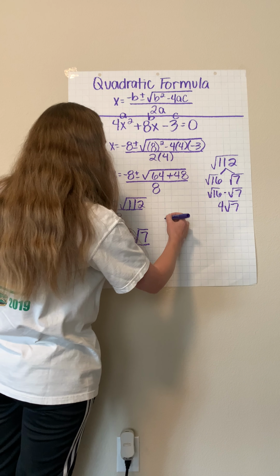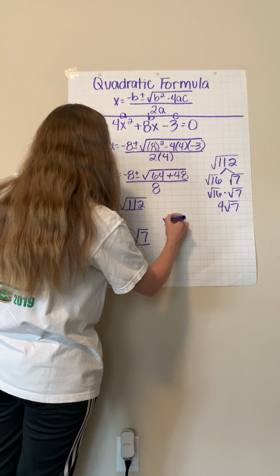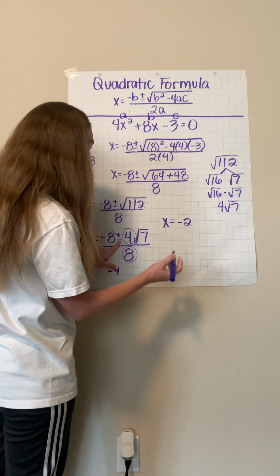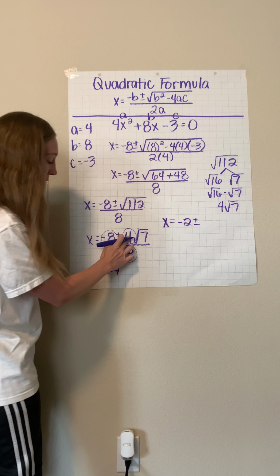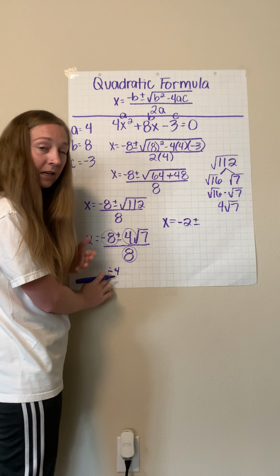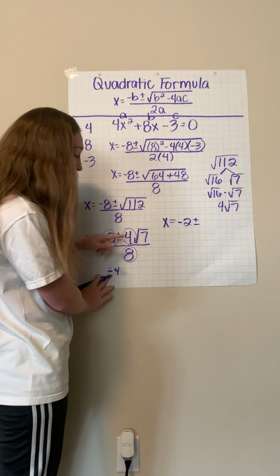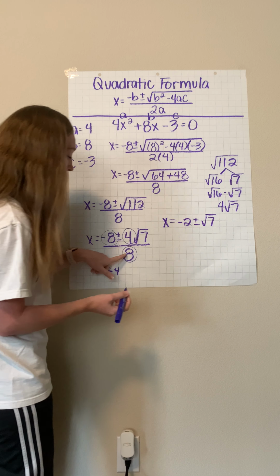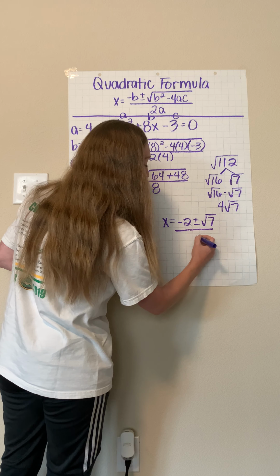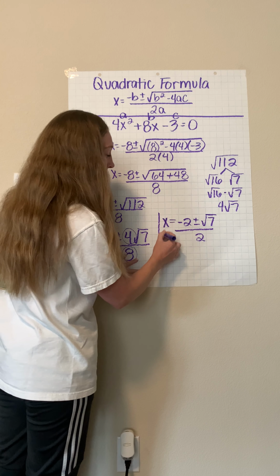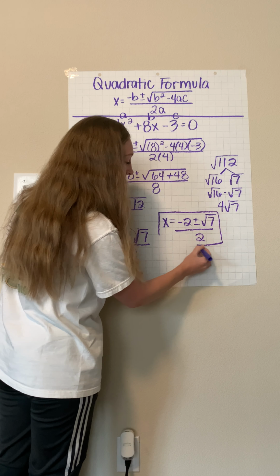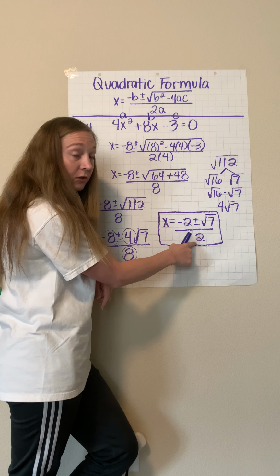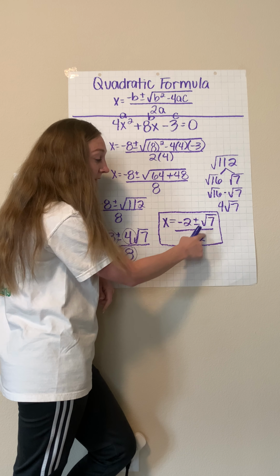And that gives me x is equal to -8 divided by 4 is -2. Okay, plus or minus 4 divided by 4 is just 1. And I don't really have to write the 1 because anything times 1 is just itself. So now I just have the square root of 7. And then 8 divided by 4 is 2. So therefore the solutions would be -2 plus the square root of 7 divided by 2 and -2 minus the square root of 7 divided by 2.